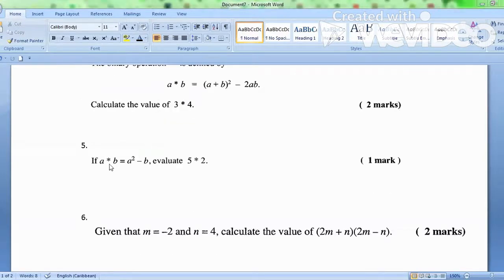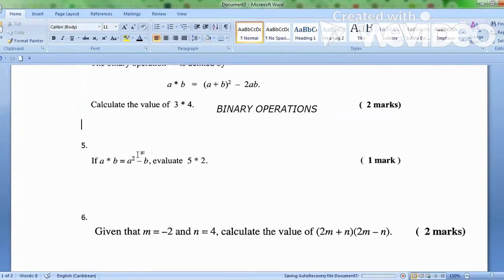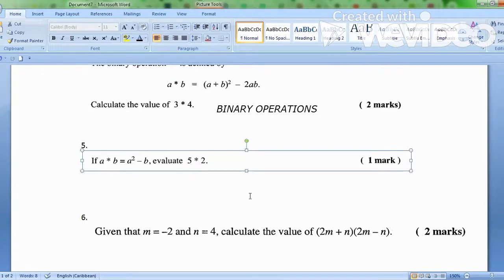I want you guys to write up this question from the binary operations. It is very similar to substitution. It's almost like substitution, but it is a little twisted.